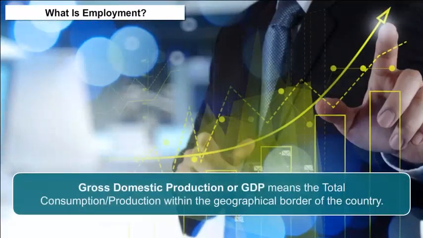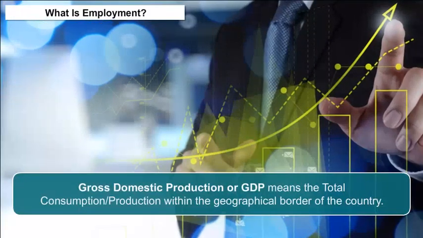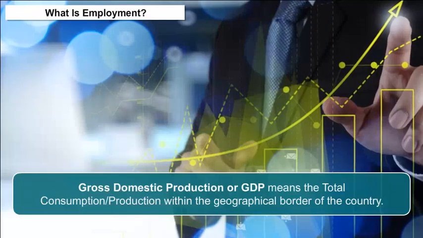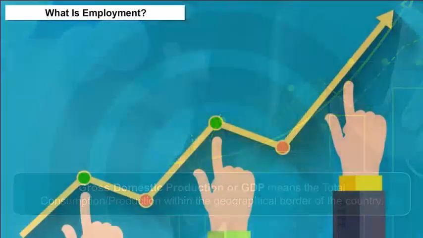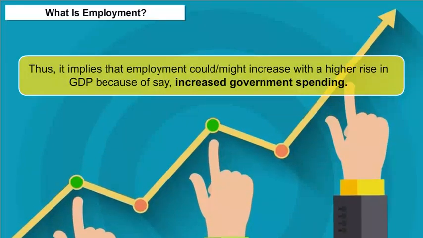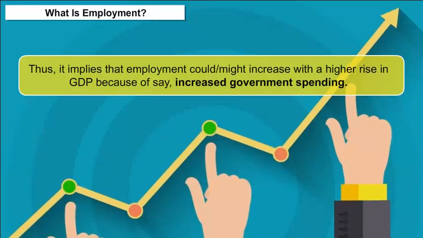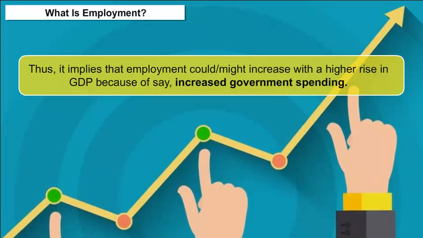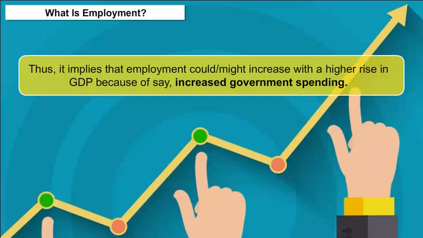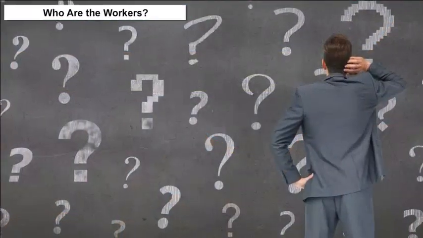Gross domestic product, or GDP, means the total consumption or production within the geographical border of the country. Thus, it implies that employment might increase with a rise in GDP because of, say, increased government spending. Who are the workers?